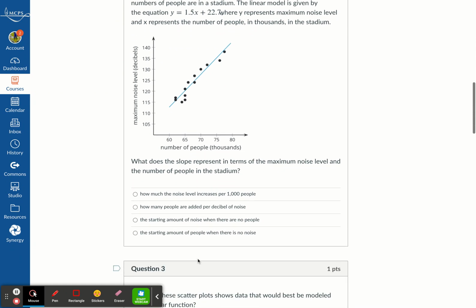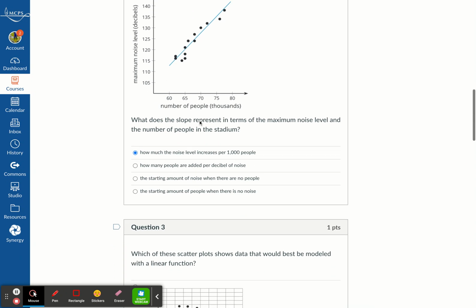So the best sentence that describes that would be the first one. How much the noise level increases per 1,000 people. And again, I know it's increasing because the slope is positive, so the line is going up.